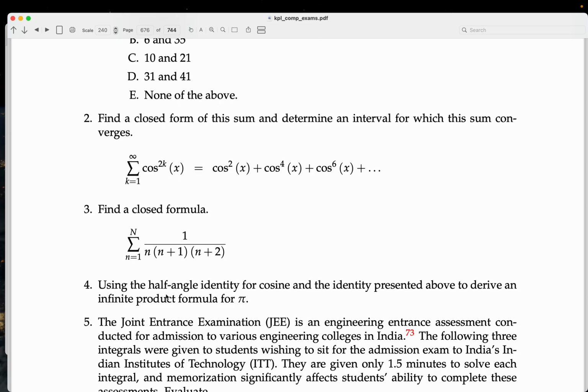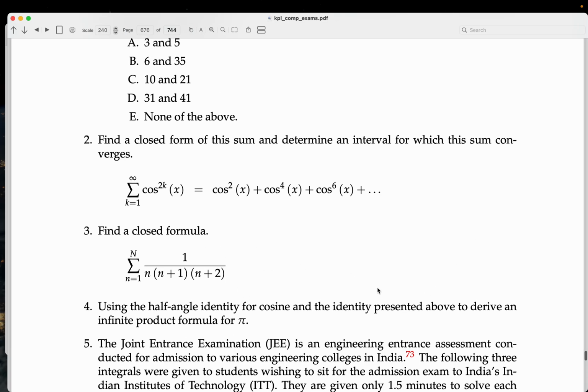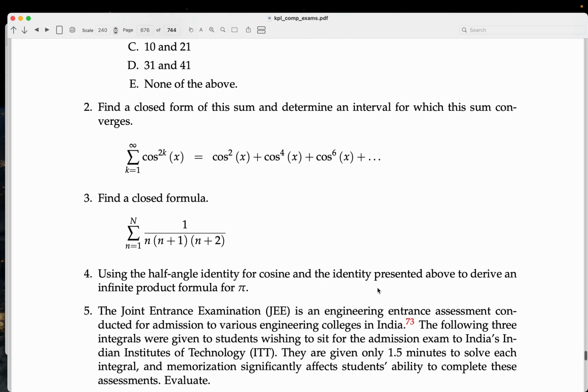This one, number 4, says use half-angle identities for cosine and the identity presented above, I guess this one over here, or maybe this one over here, who knows, to derive an infinite product formula for pi, all right? So again, it requires some thinking, by the way. But again, if you're not willing to think, it might be a really difficult thing to do, all right?